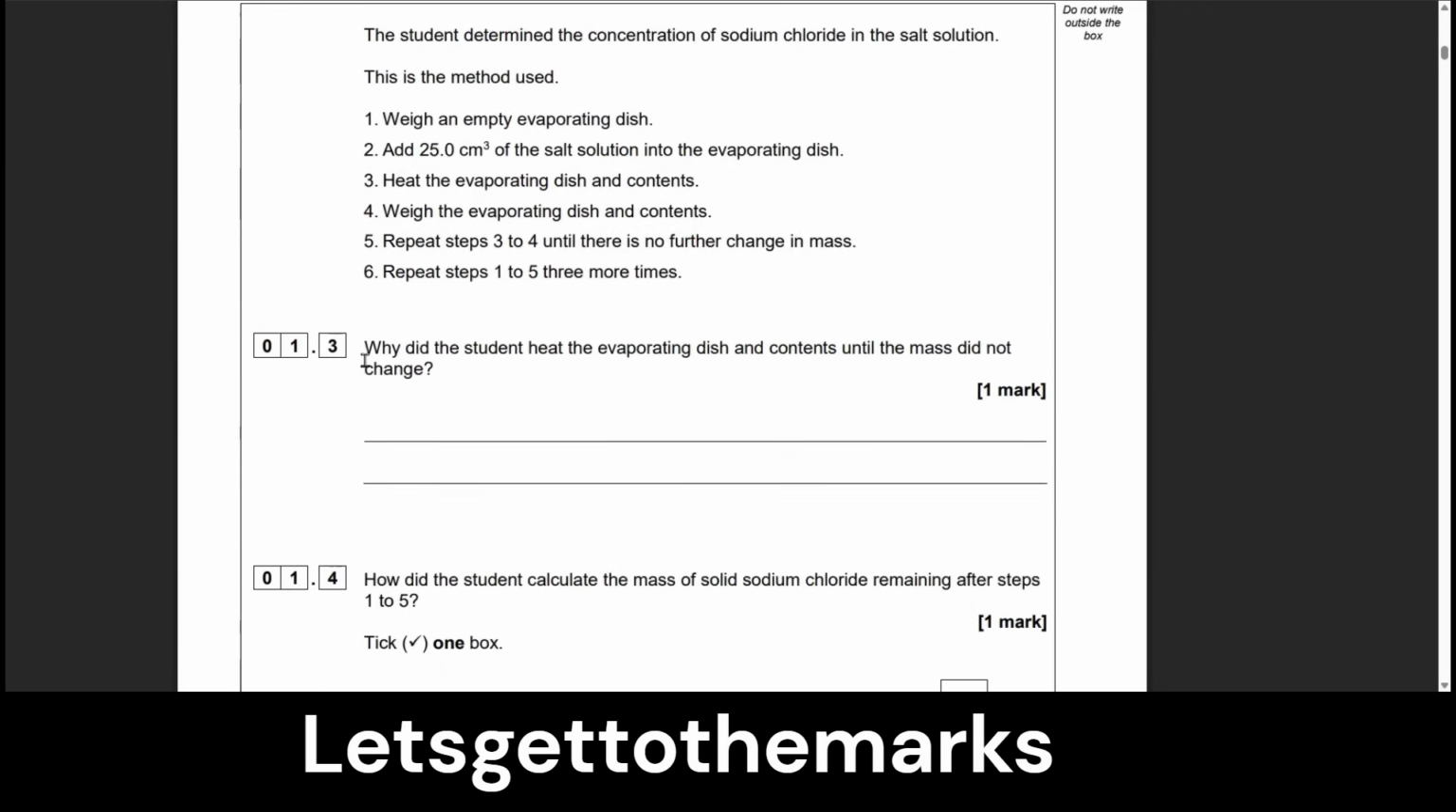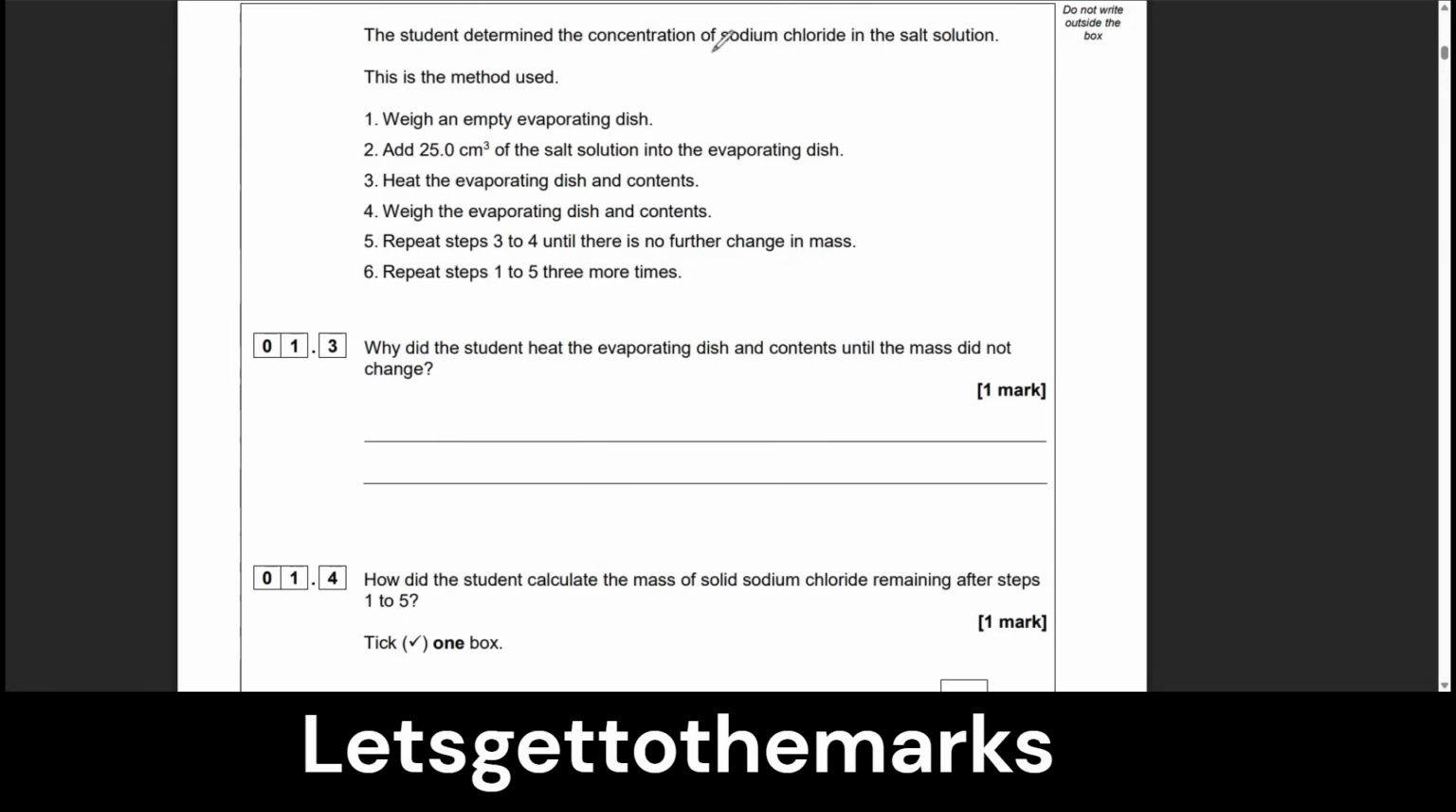Okay, we're on to 1.3. The student determined the concentration of sodium chloride in the salt solution. This is the method they used. 1, weigh an empty evaporating dish. 2, add 25 centimeter cubed of salt solution into the evaporating dish. 3, heat the evaporating dish and contents. 4, weigh the evaporating dish and contents. 5, repeat steps 3 to 4 until there is no further change in mass. 6, repeat steps 1 to 5 3 more times. 1.3, why did the student heat the evaporating dish and contents until the mass did not change?